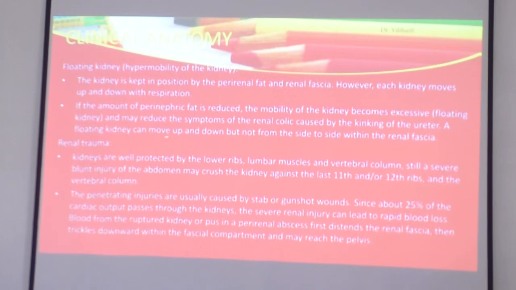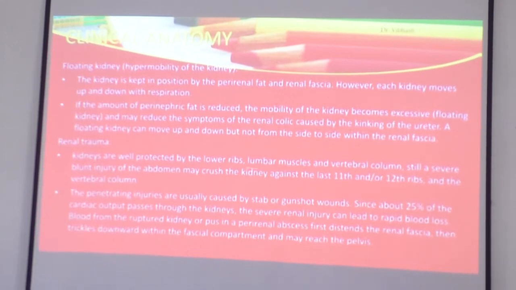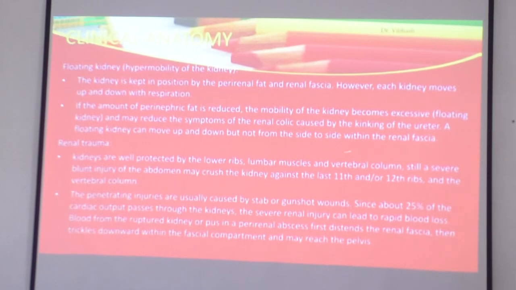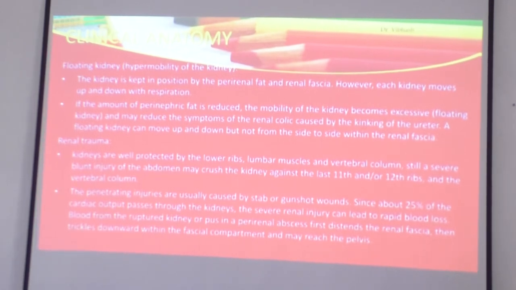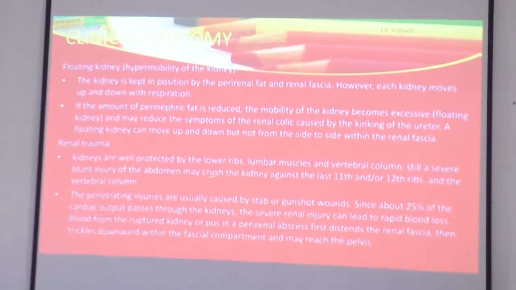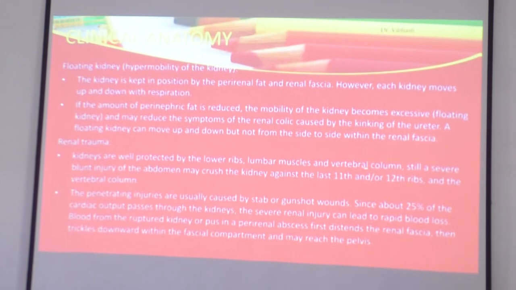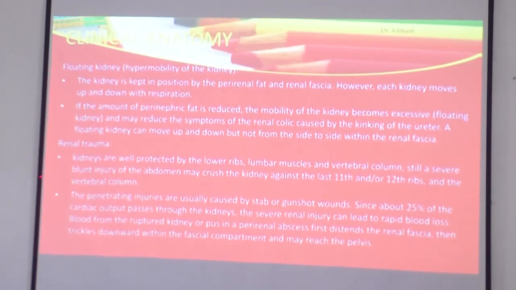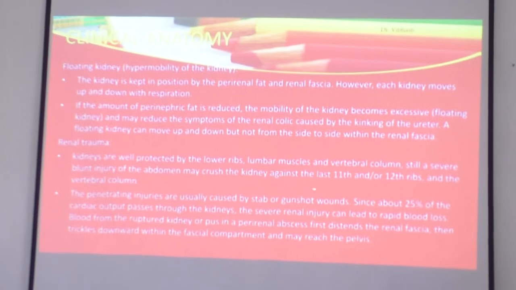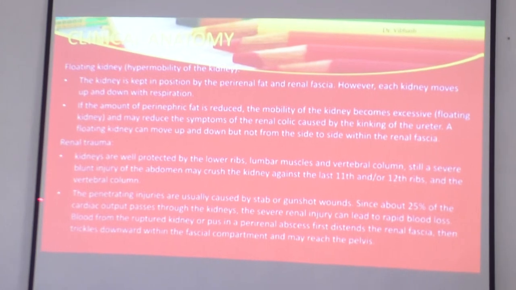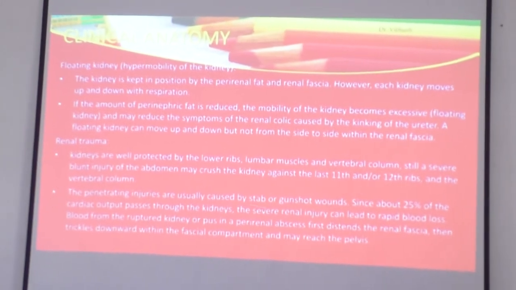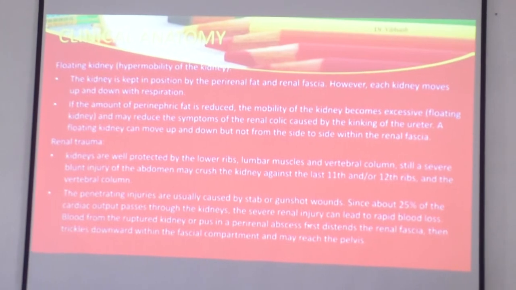A floating kidney can move up and down but not from side to side within the renal fossa. You have seen the reflection of the fossa, so it cannot move from side to side. Up and down movement can occur. Now, renal trauma. Kidneys are well protected by the lower ribs, lumbar muscles, and vertebral column. Still, a severe blunt injury of the abdomen may crush the kidney against the 11th or 12th ribs and the vertebral column. Penetrating injuries are usually caused by stab or gunshot wounds.